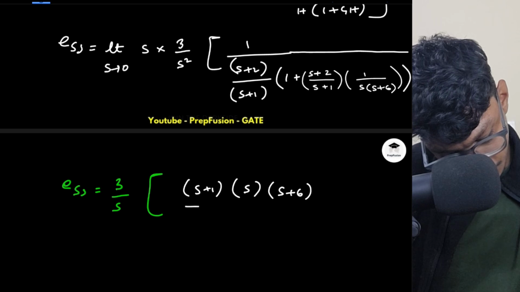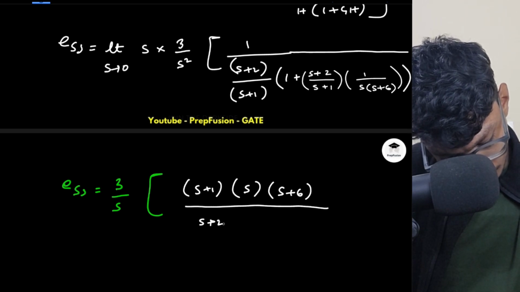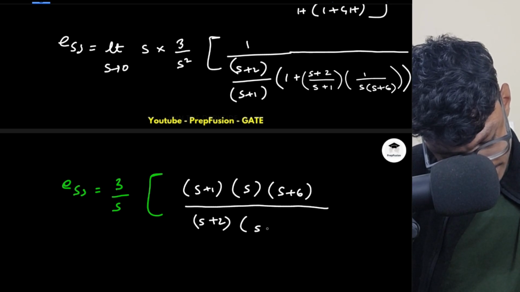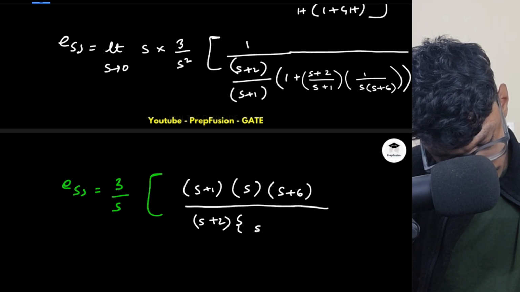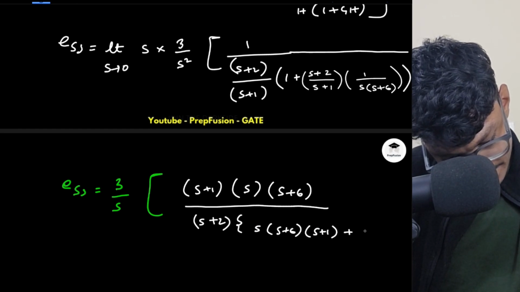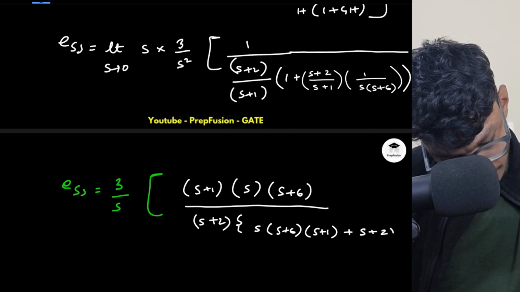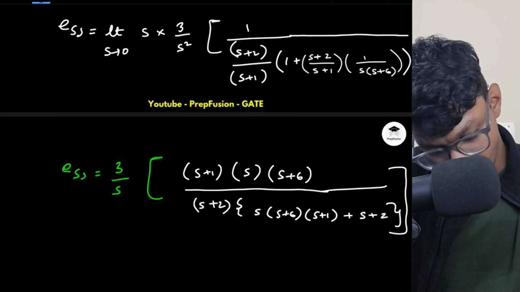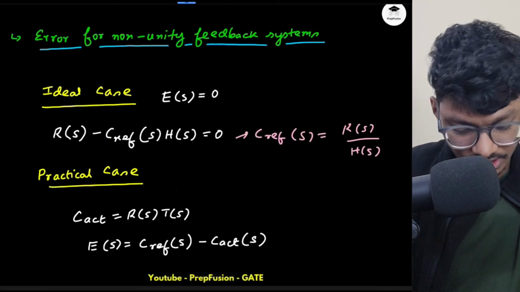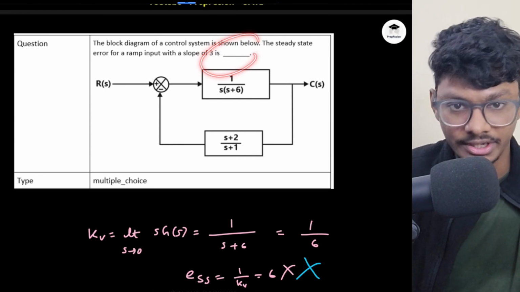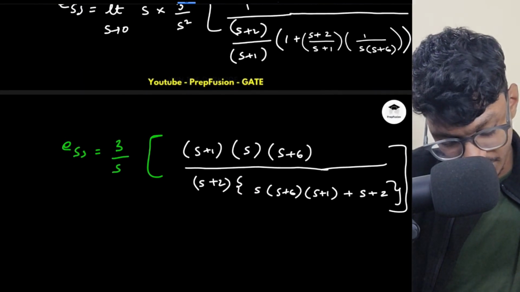divided by (s plus 2) into s into (s plus 6) into (s plus 1) plus (s plus 2). Okay, this is your final result. And obviously I'm applying the final value theorem, assuming, like they are asking in NAT, that the system will be stable, then only I will get some finite steady state error. So the assumption is the system is stable.